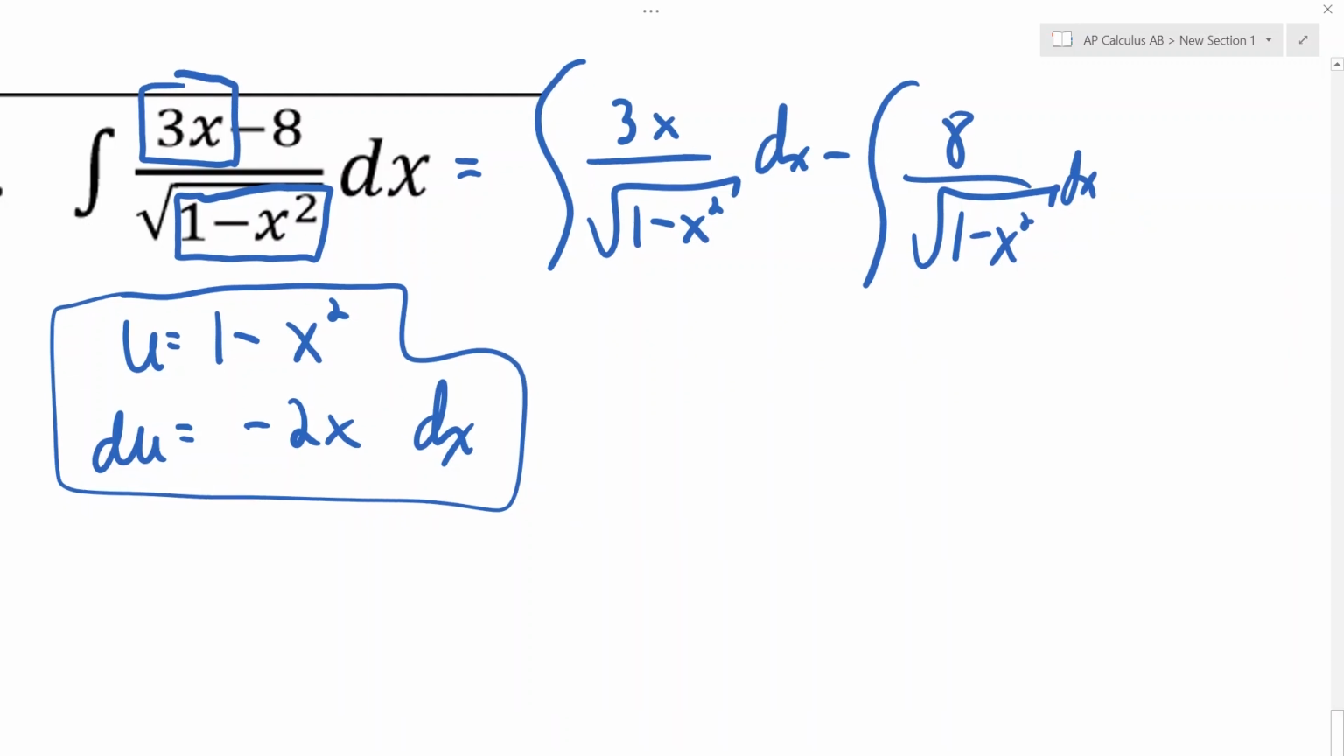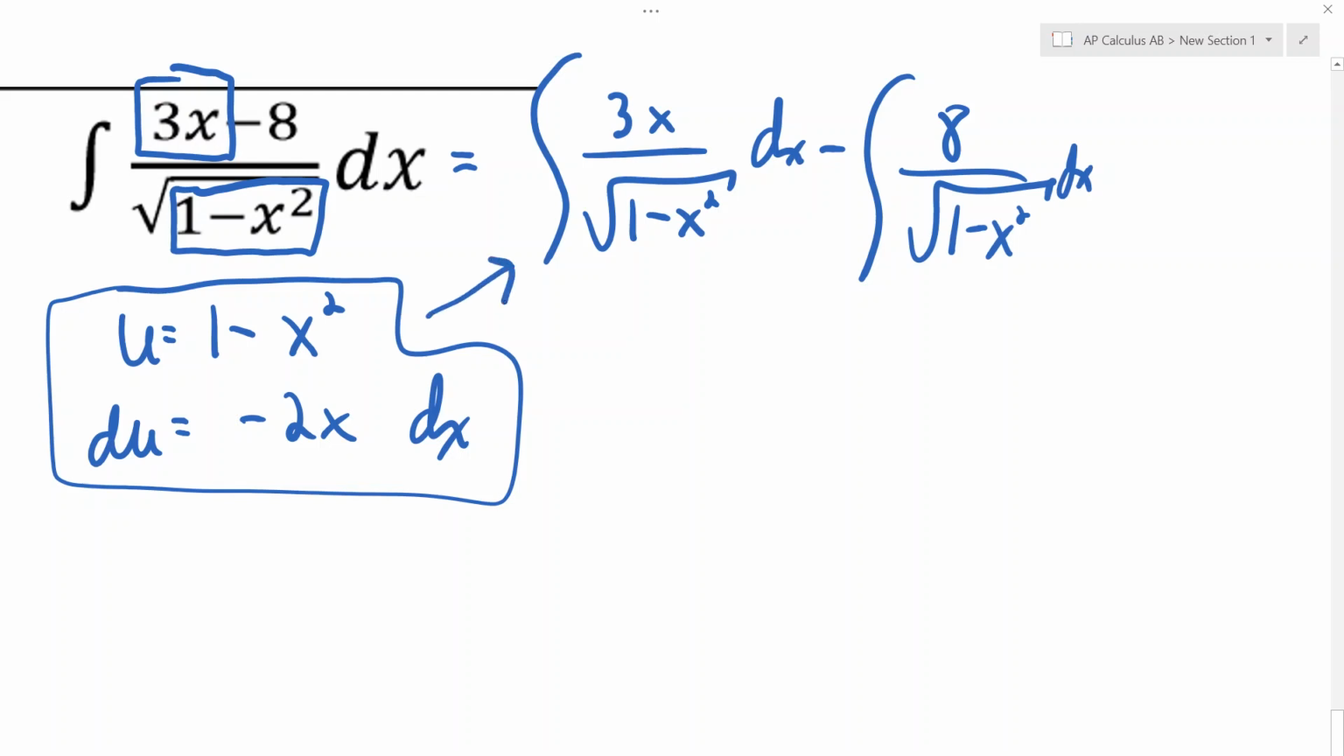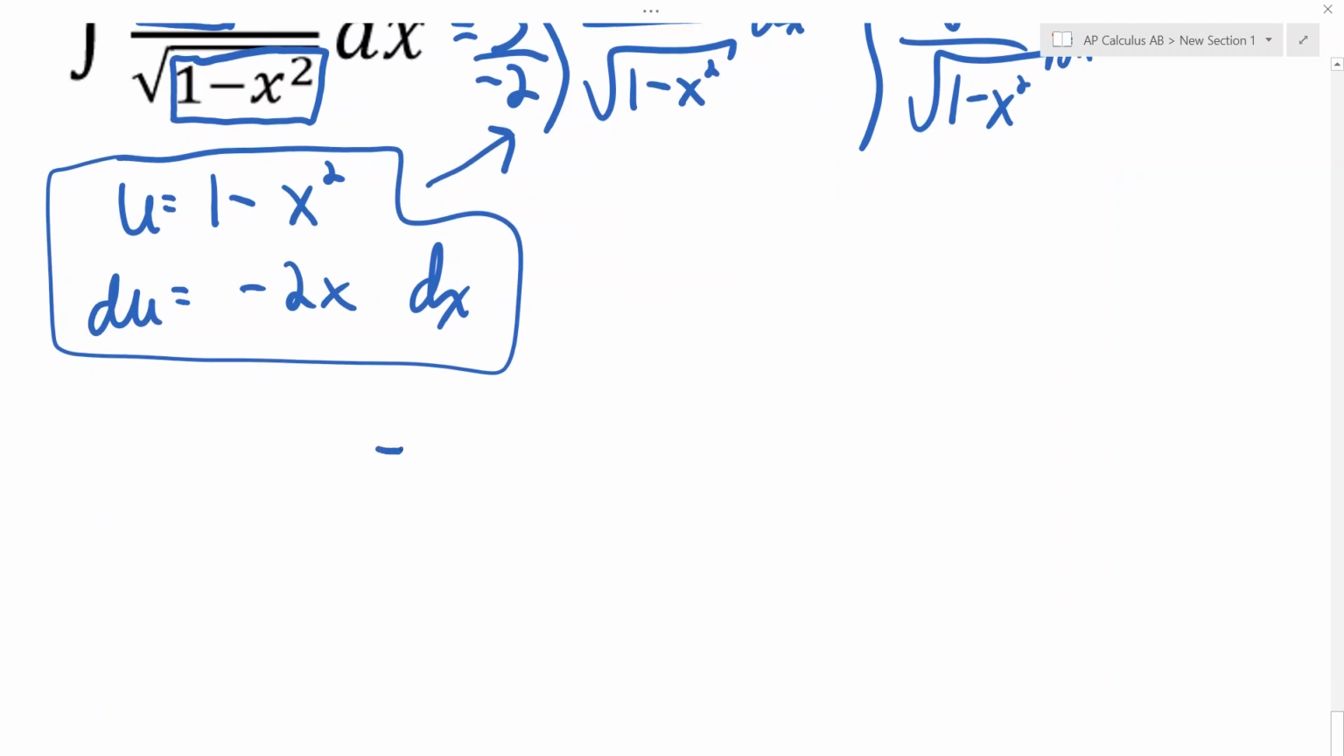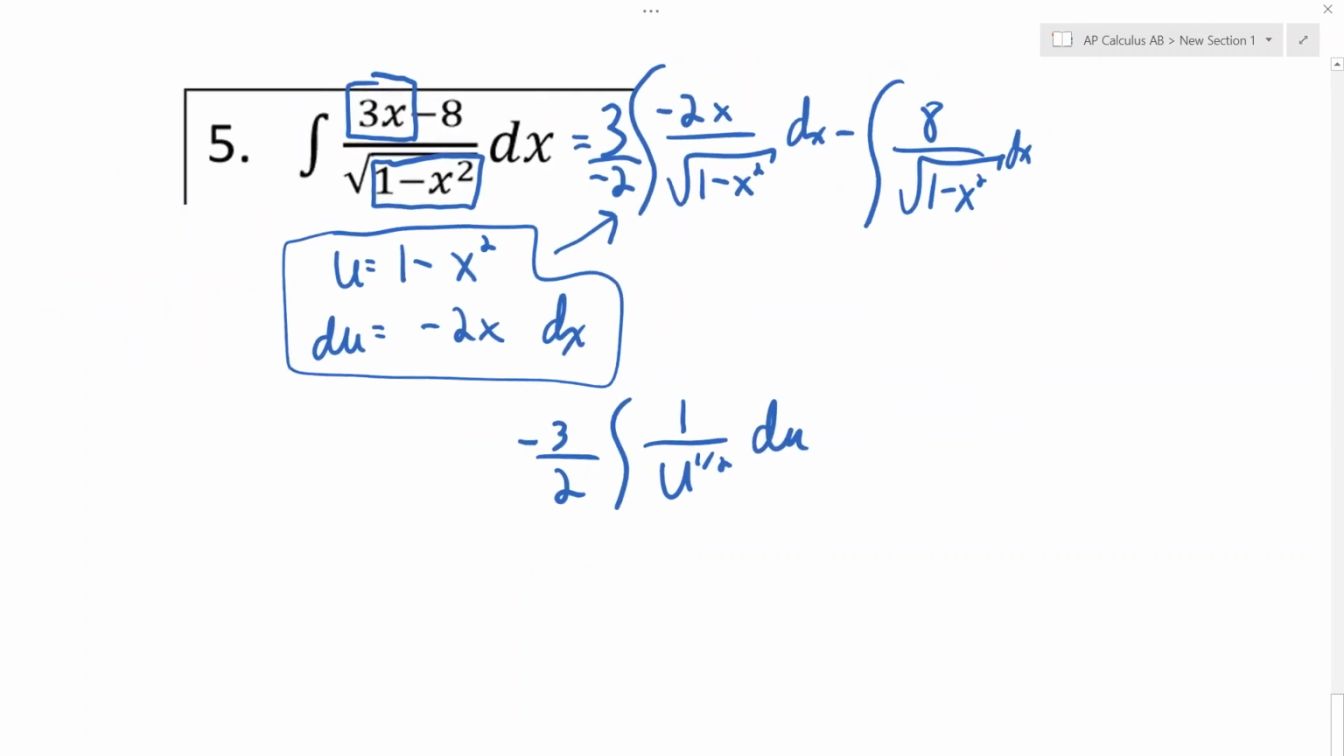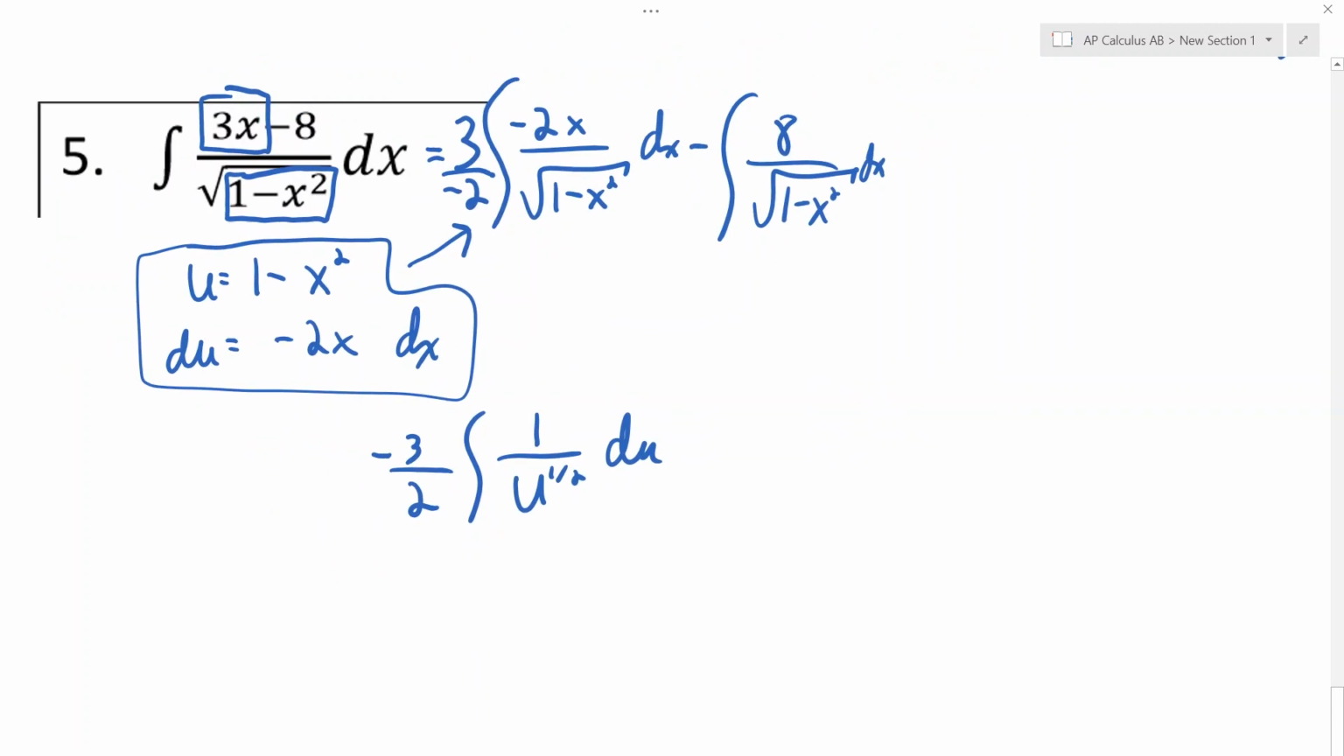Okay? So the u du I'm using for the first part, that means this 3, I'm going to move out front. I don't care about that dumb 3. I want a negative 2 to be in there. And if I put a negative 2 in there on top, out front, we're going to put a negative 2 on the bottom, which is just negative 3/2, same thing. So that first integral becomes negative 3/2 the integral of 1 over u to the 1/2 power du. Everyone with me on that?